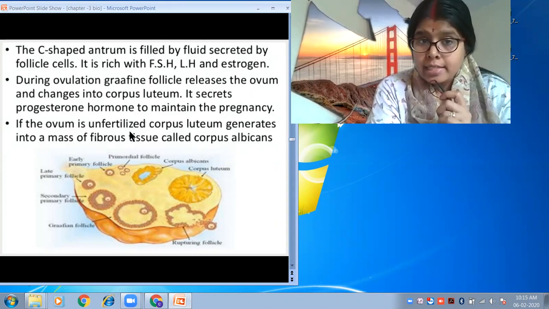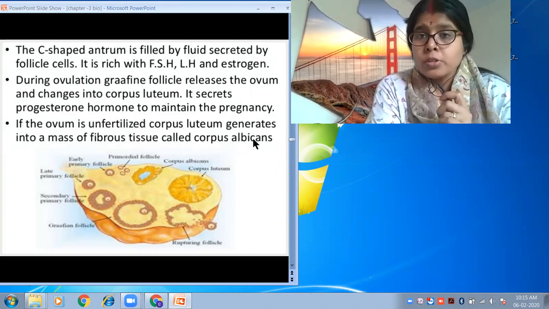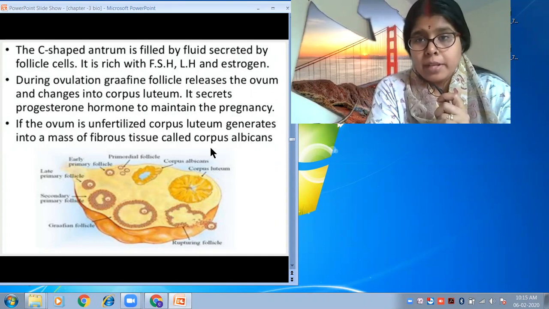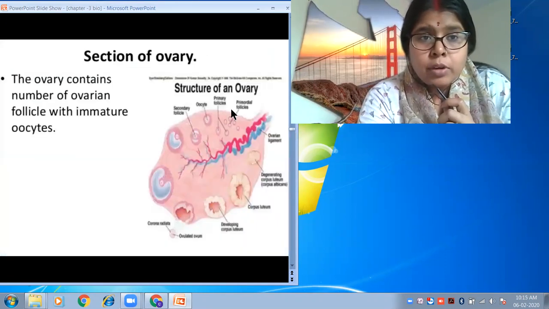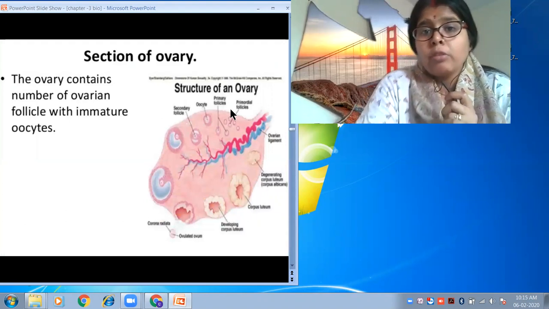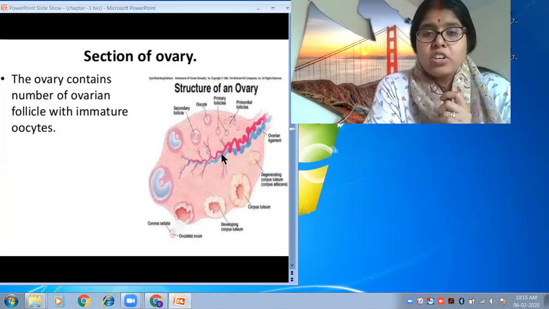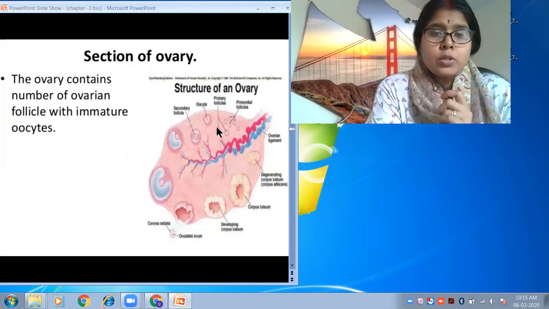If it is not fertilized, the corpus luteum degenerates into a mass of fibrous tissue, the corpus albicans, causing some bleeding in the female, and that is called the menstrual cycle. These are the stages you find in the ovary, where such phases take place inside the ovary. So I told you how the stages in the ovaries take place.